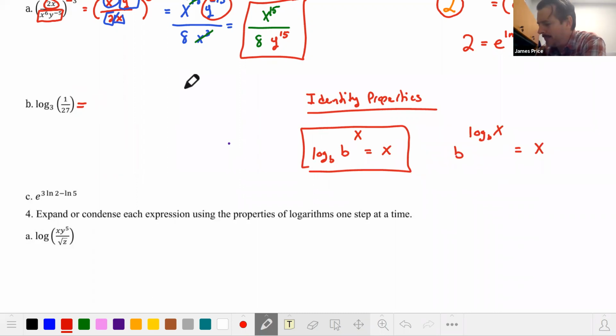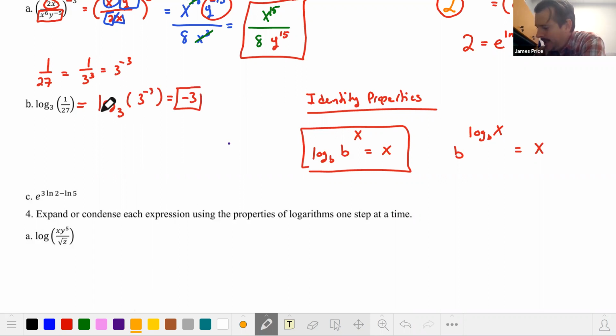So 1 over 27, remember, can actually be rewritten as 1 over 3 cubed, which is equal to 3 to the negative 3. So this is actually log base b, so that's a 3, of 3 to the negative 3. And so log base b of b to the anything is the anything. So it must be equal to negative 3. And in fact, we can kind of think, if you want, it's kind of like the log base 3 cancels with the 3 to the, because they're inverses of each other. And so it just spits back, or gives us back, this negative 3 right here.